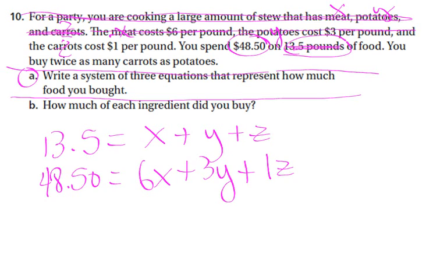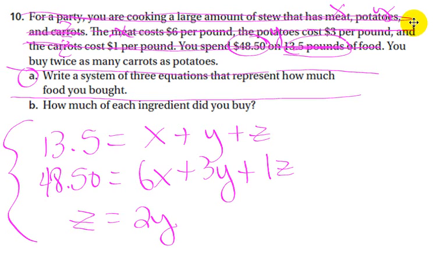So now that's gotten us through all three of these lines. The last thing it says is you buy twice as many carrots as potatoes. So the number of carrots, which we said, let's let Z represent the pounds of carrots, is equal to double the potatoes. And our potatoes is Y. So there is our system of three equations. So that's the answer for A.